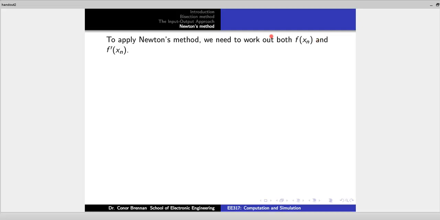Few things we should know. In order to apply Newton's method, we need a knowledge of the function. We need to be able to work out f of x. So we need to know what the function is, for a start. Ideally, we also need to know the first derivative of the function. We need to know what f dash is, because that's part of the update process.